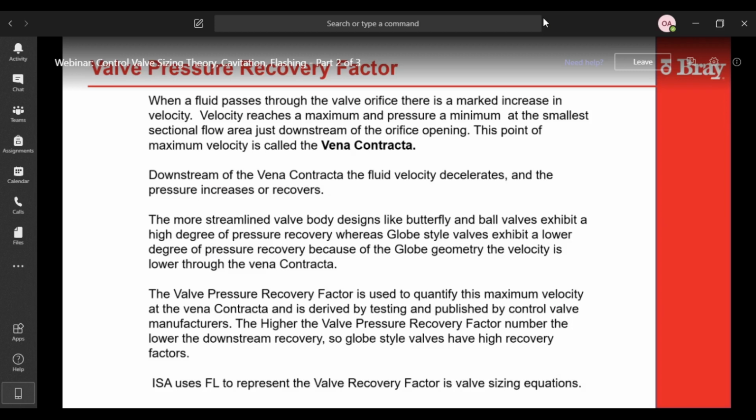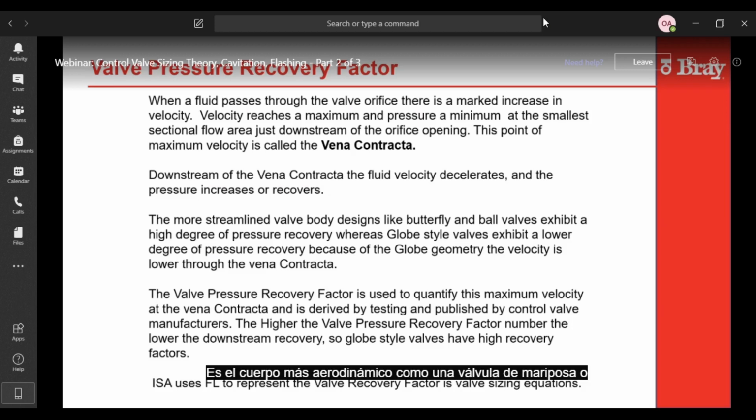The more streamlined the body, like a butterfly valve or a ball valve, the higher the degree of pressure recovery. The reason is the throttling area is between the disc and the seat in the butterfly, or the ball and the seat in a ball valve. In a globe valve, the body is much longer and has a more tortuous path through it, and that tortuous path creates a pressure drop across the whole length of the body, not necessarily just between the plug and the seat.